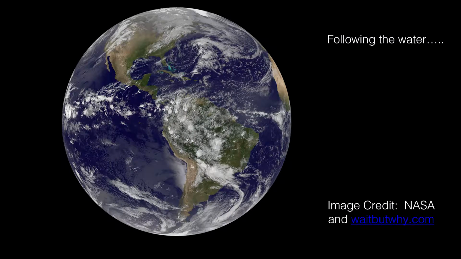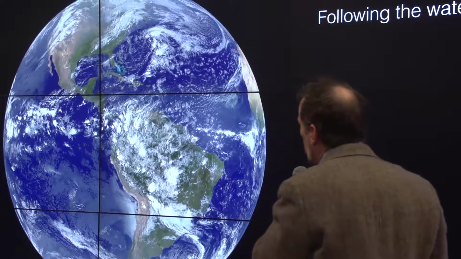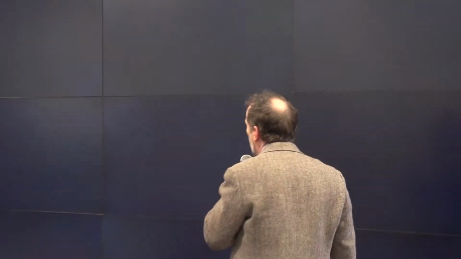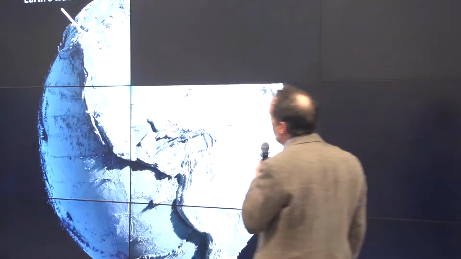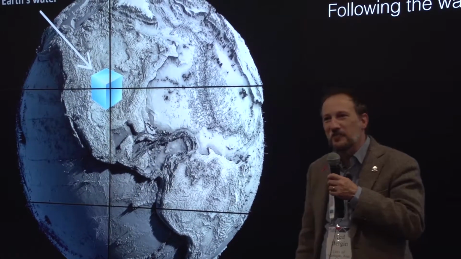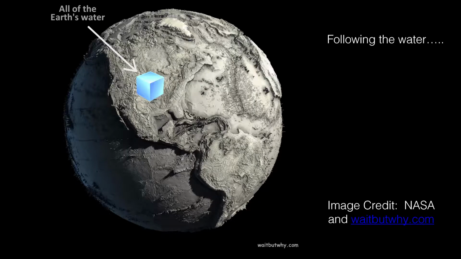So let's follow the water. This is a gorgeous image of our wonderful planet. And of course we have a water-covered world, but if you actually look at the amount of water that the planet has, it's actually a kind of a tiny amount. We're only 0.05% water by mass.